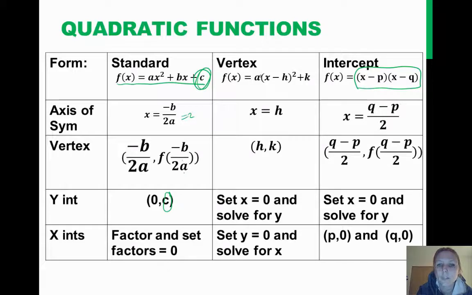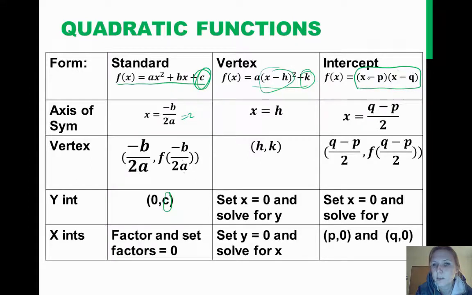Okay, now let's talk about the vertex form. Once again, this is the vertex form. Our axis of symmetry is super easy to find because it's already been found for us. It's right here, so x equals h, and our k value is our y value. So the vertex is really easy in this case. That's why it's called the vertex form. If I want to find the y-intercept in this, all I need to do is put 0 in for x and solve for y. The same with the x-intercepts: I'm going to set 0 in for f of x, or y, and solve for x.